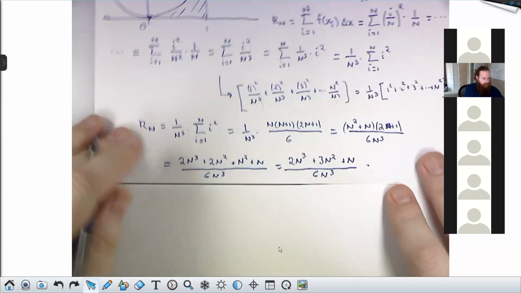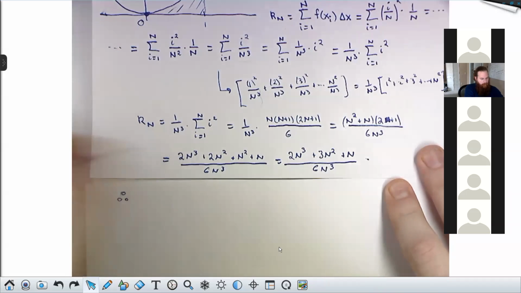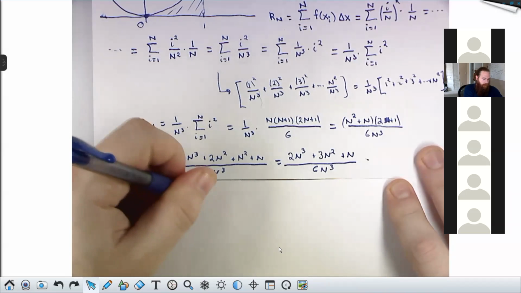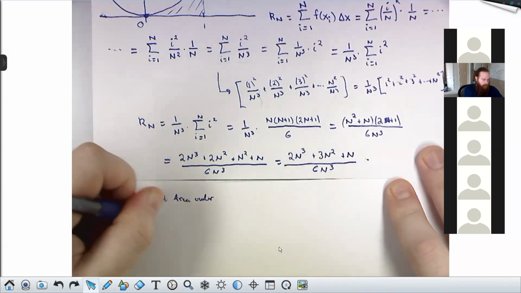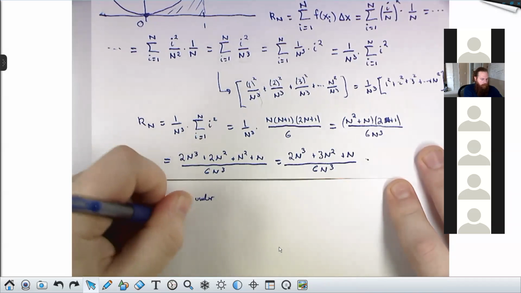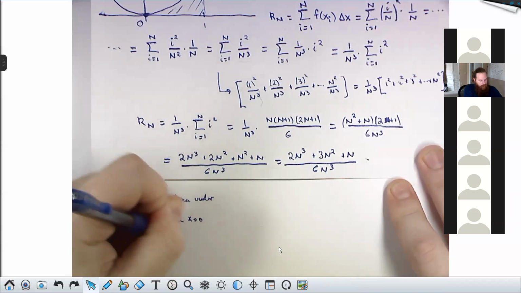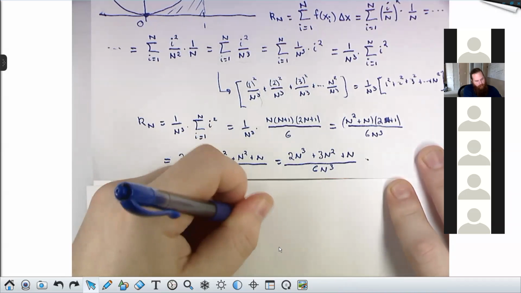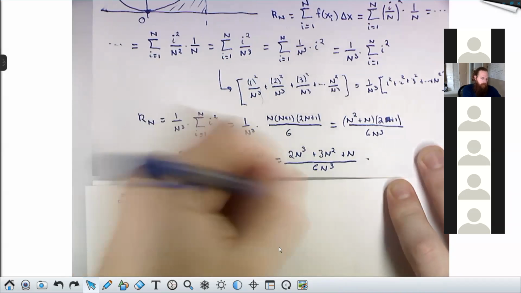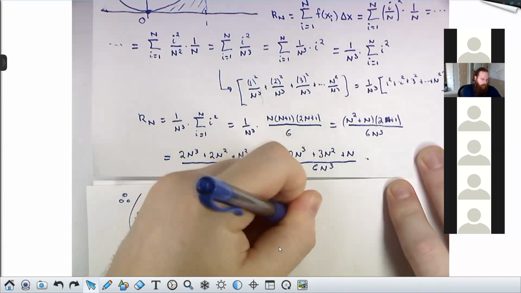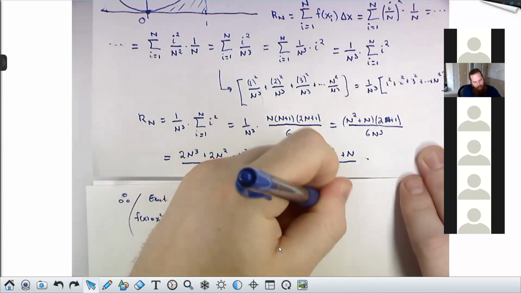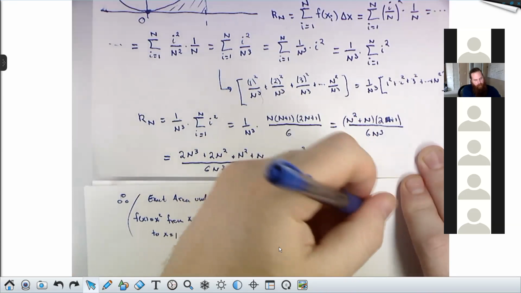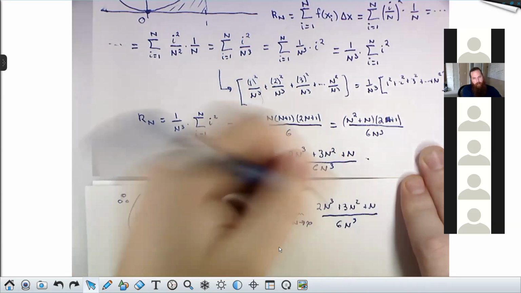So therefore, the exact area under f of x equals x squared from x equals 0 to x equals 1 is the limit as n goes to infinity of Rn, which is the limit as n goes to infinity of 2n cubed plus 3n squared plus n over 6n cubed.